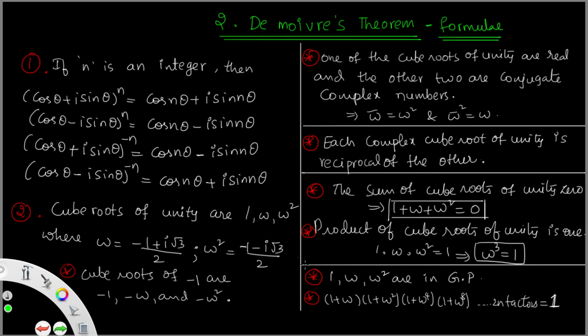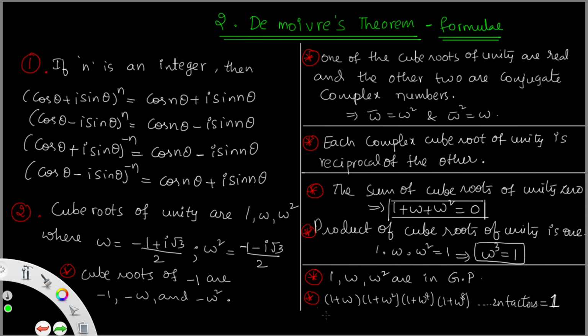Whereas the product of the cube roots of unity is 1. That is, 1 into omega into omega square becomes 1. By taking the product of 1, omega and omega square, you get the value 1. Therefore omega cubed equals 1. The next point: 1, omega, omega square are always in GP, geometric progression. That means t2 by t1 equals omega, and omega square by omega equals omega. So all three terms are in GP.